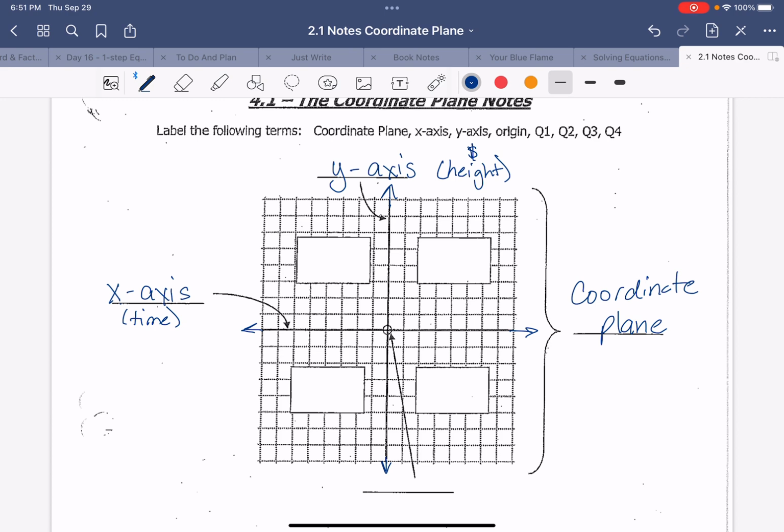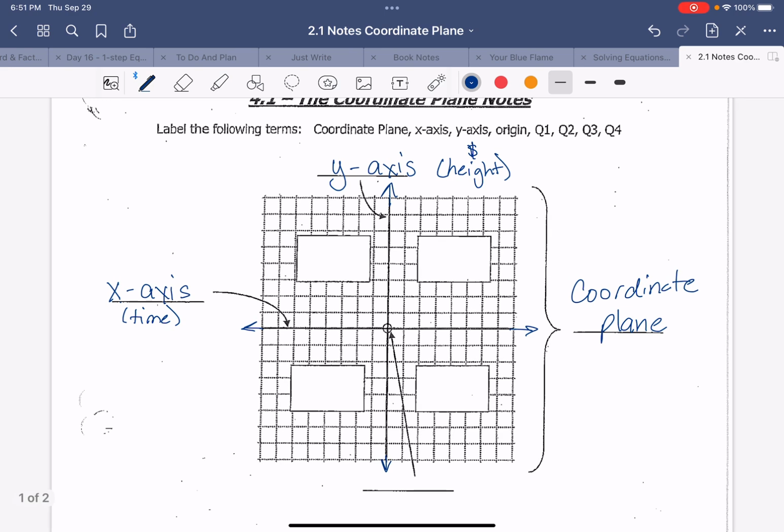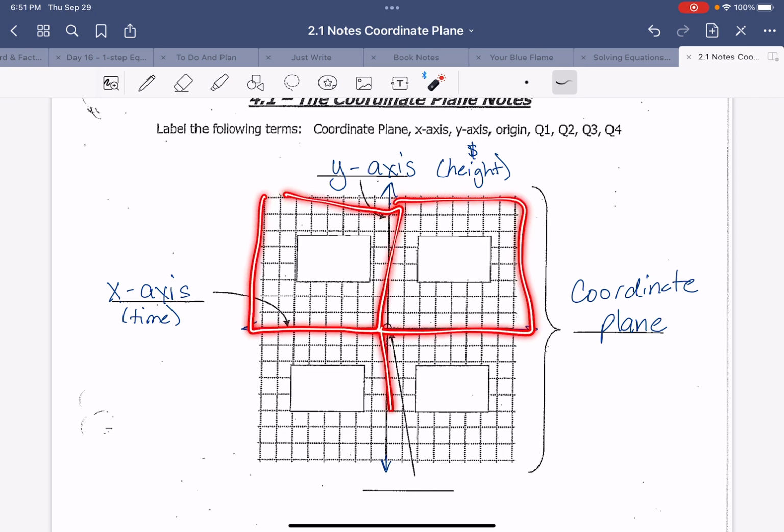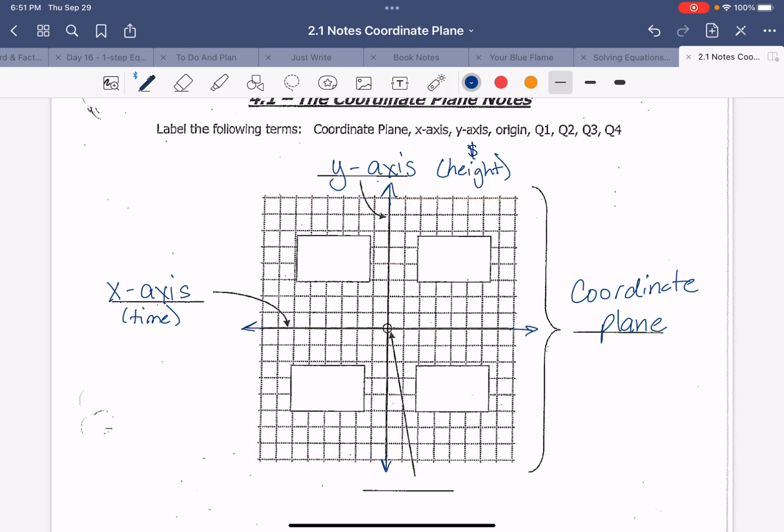Okay, so when we're looking at our coordinate plane, one thing I want you to notice is we have 4 different sections here, and these are known as our quadrants, okay? And so this first one, I want you to notice, is in the upper right corner. This is quadrant number 1. And when you see quadrants, a lot of times they are written in Roman numerals. Quadrant 2, quadrant 3, and the last one is quadrant 4. This is how we write 4 in Roman numerals, okay?